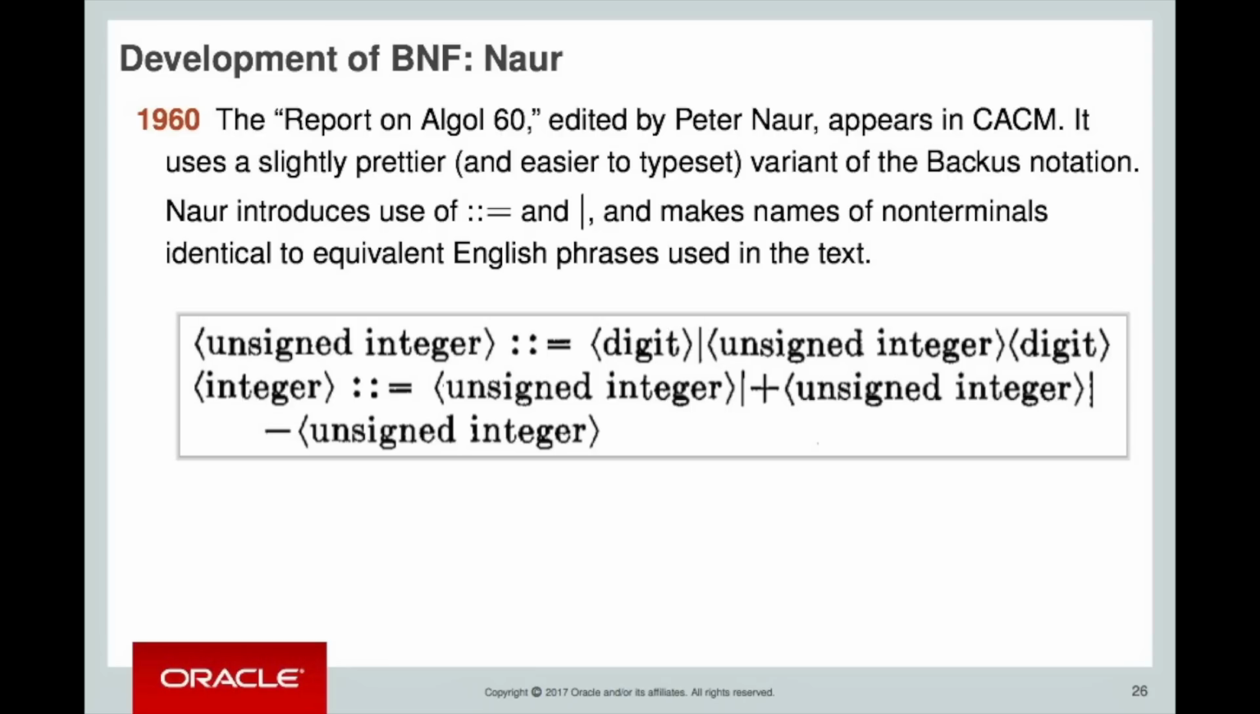And Peter Naur was the editor of that, and he changed the notation in part to make it a lot easier to keyboard. So the colon equivalence became colon equals sign. He replaced the or overline with the vertical bar. He kept the angle brackets, but he widened the angle brackets to 2 angle brackets around the non-terminals. And he made the decision that the names of the non-terminals would be identical to the English phrases that were being used in the informal text to describe the same thing, so as to make the notation more readable, to make it easier to connect the formal notation to the English text. So those are interesting design decisions. And this should look fairly familiar to you.